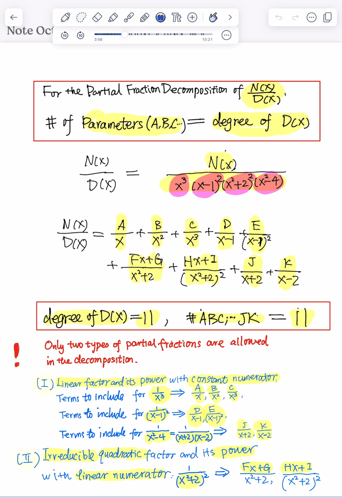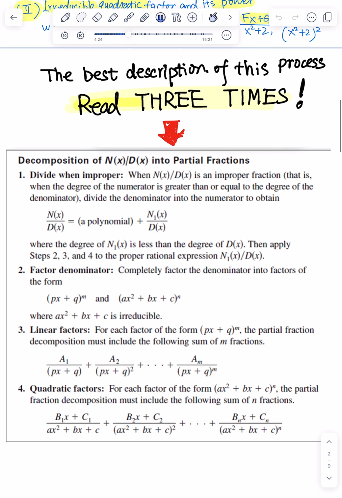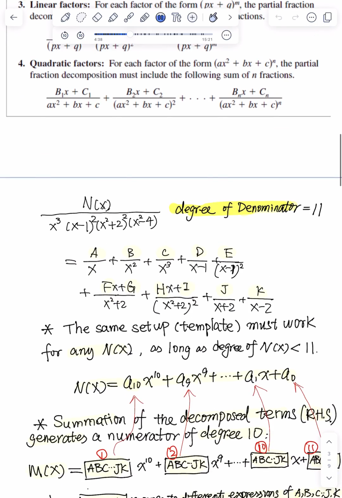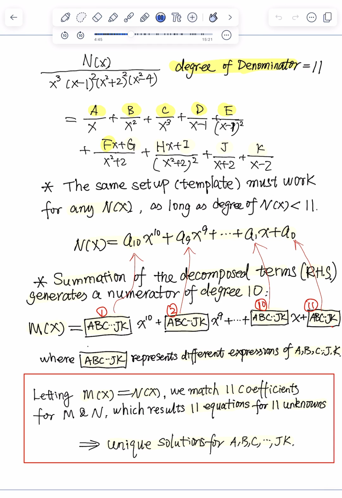So the essential difference between 1 and 2 is that in the first case, it is the power of a linear factor, while in the second case, it is the power of irreducible quadratic factor. They are essentially different. This process was best described by this page, so you better read it carefully and read at least 3 times. It has everything you need to know. In the following, we are going to show why the degree of the denominator must equal the number of the total parameters in the decomposition.